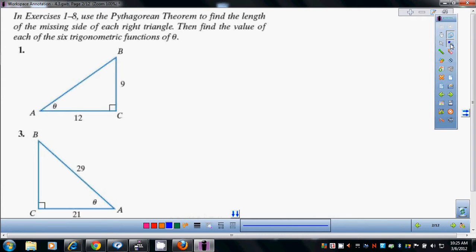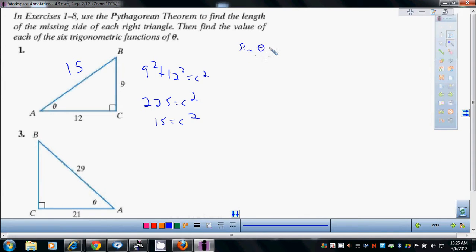Pythagorean theorem. So number one, it wants us to find the third side, then find the six trig values. So a squared plus b squared equals c squared, square root. So now all you have to do is do your six trig functions. Sine of theta, cosine of theta, tan of theta, and then the three reciprocals.